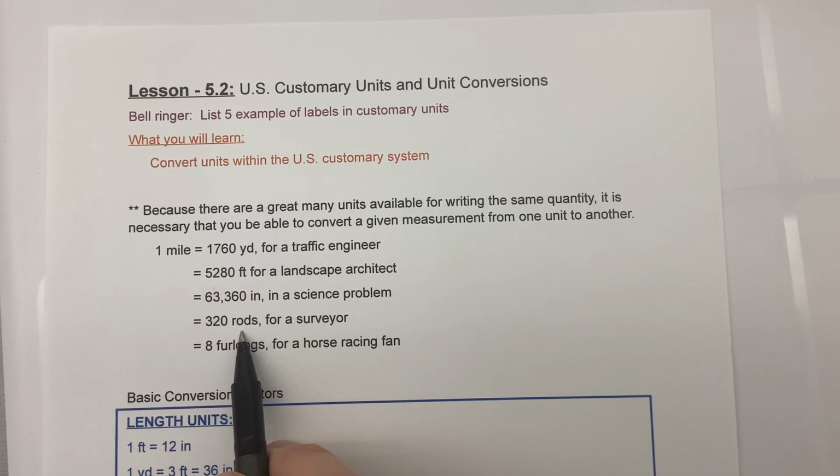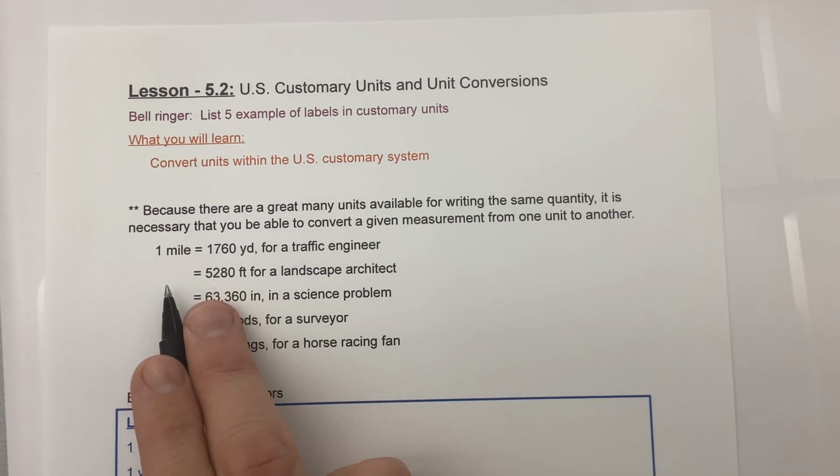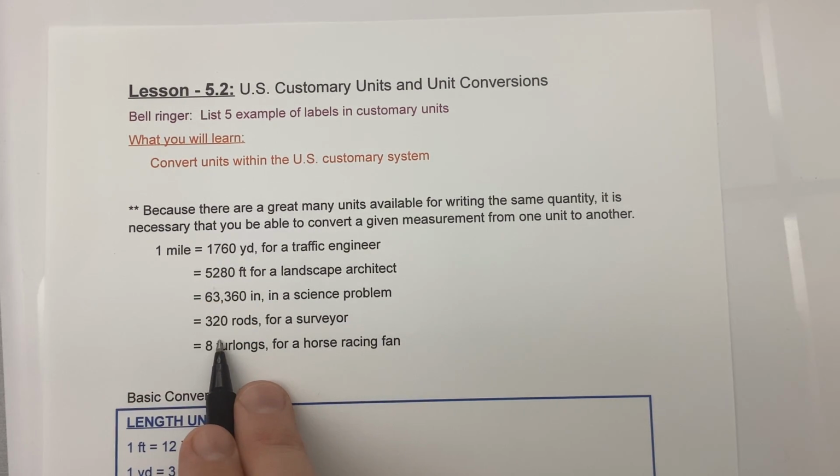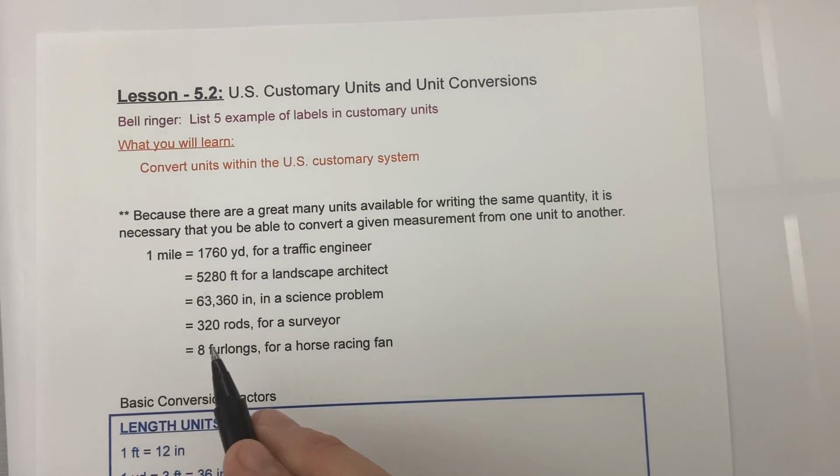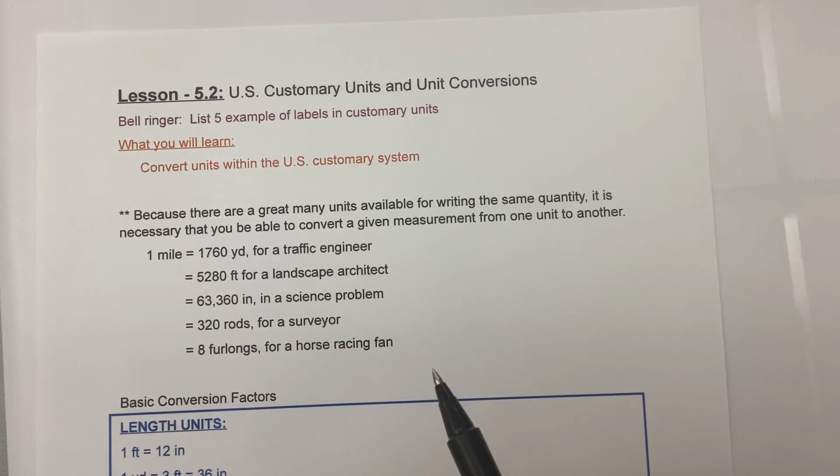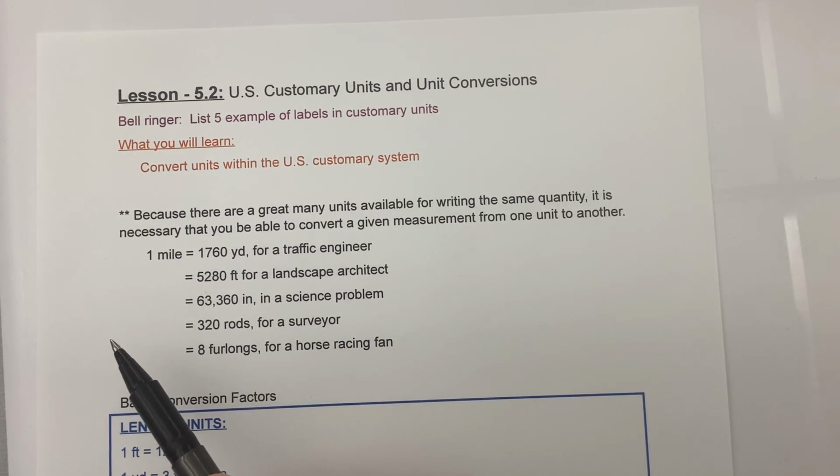Rods, all right, this one's probably new. Has anybody heard of rods? Nope. That's kind of a new one. We don't use this one a lot, but 1 mile is equal to 320 rods. So make sure you make note of that one. And then we also got this one called furlongs. Used for a horse racing fan. 1 mile is equal to 8 furlongs.